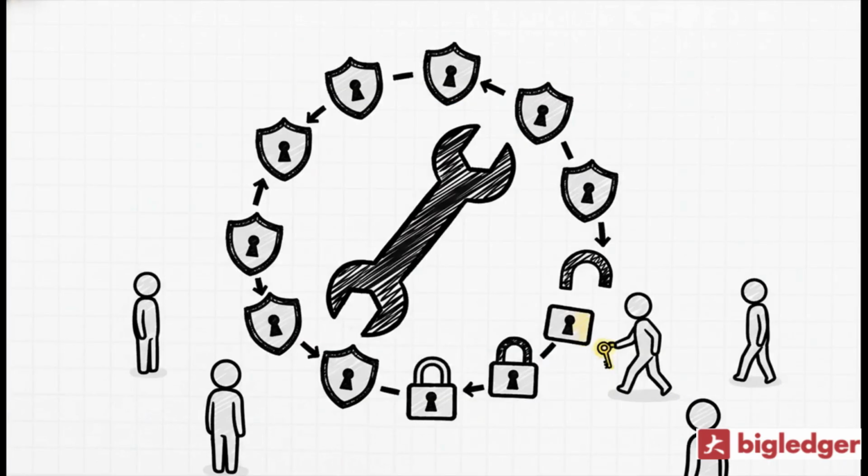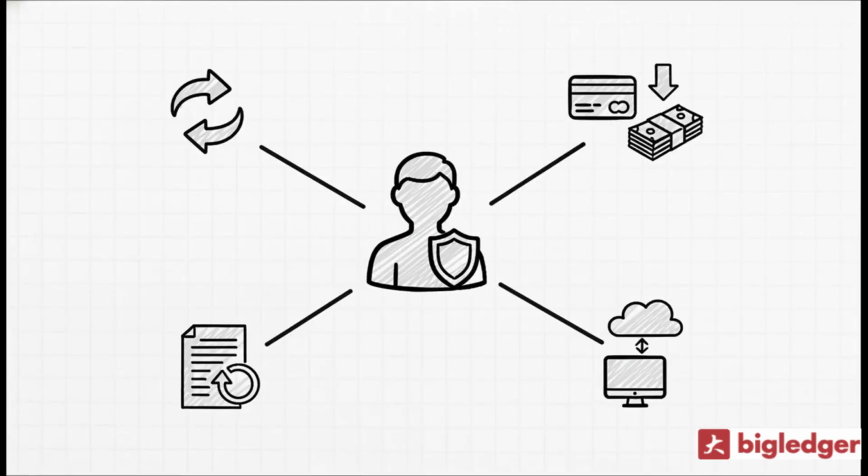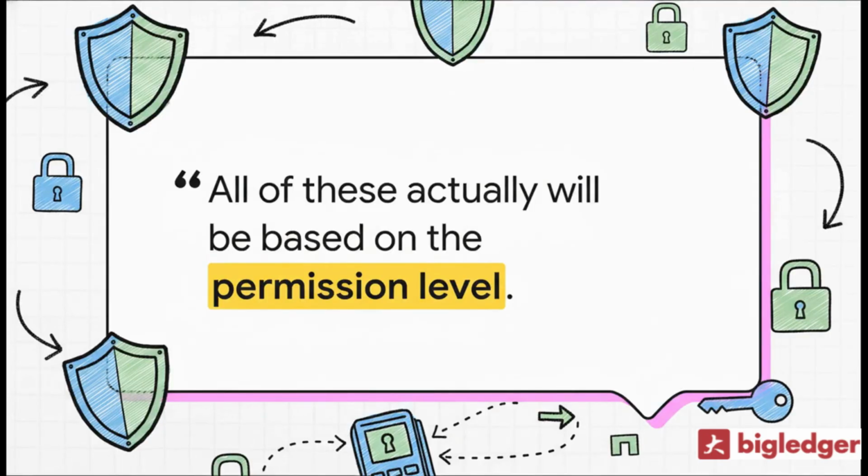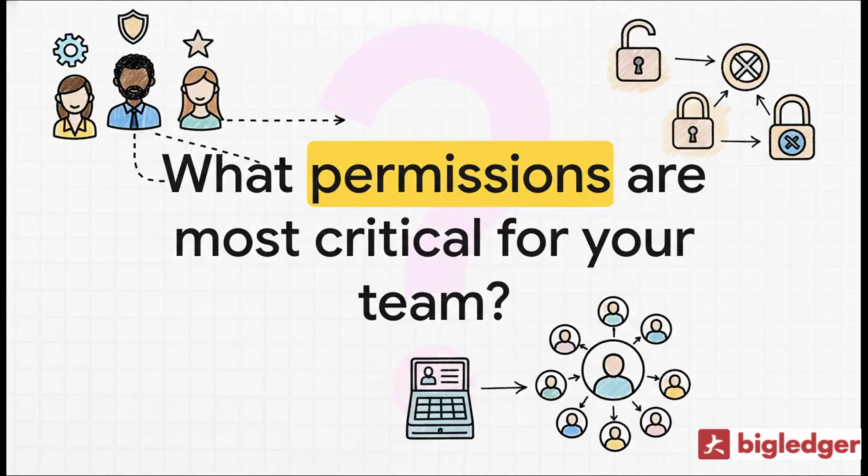So, why can't just anyone do this? Well, the simple answer is permissions. Your admin has to give your user role specific permissions to do any of these things. Like it says right there, all of these actually will be based on the permission level. It's all about control. So now you know how to find and edit these bills. The real question is, who on your team needs these permissions?